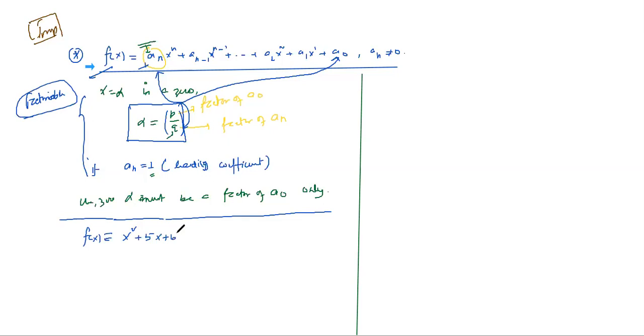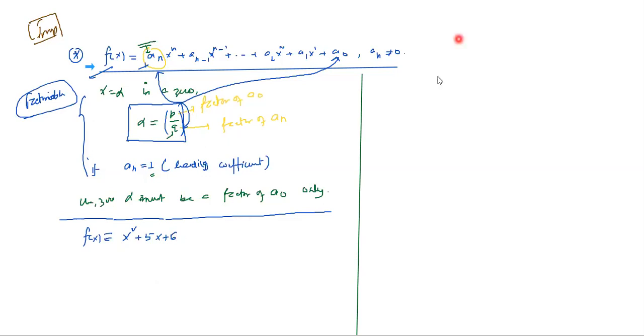This is a quadratic polynomial. And now if you observe clearly, the coefficient of the leading term is 1. If it is 1, then my zero should not be of the form p by q. Rather, it will be only of the form p. And this p is a factor of the constant term.